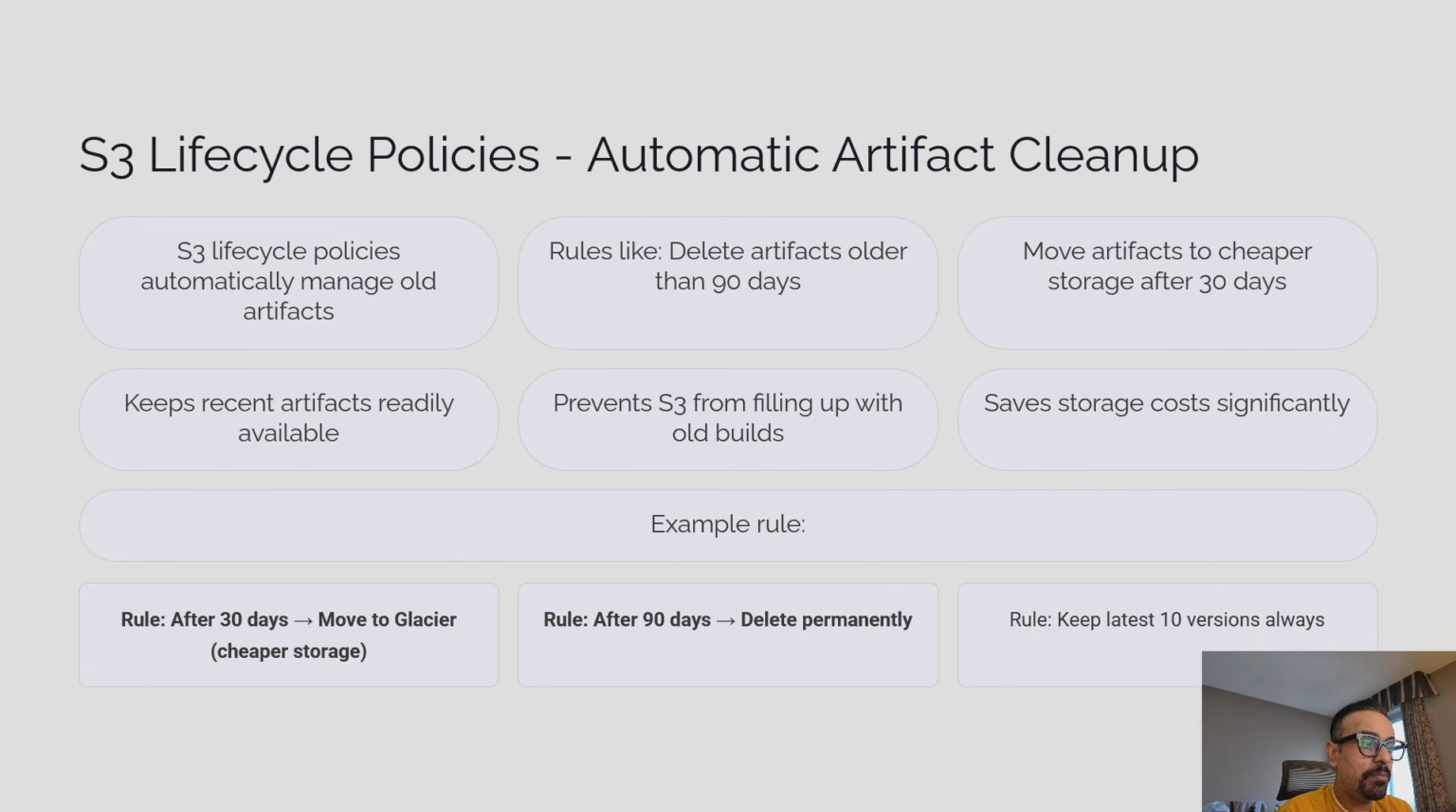And here is the common setup. Keep artifacts from the last 30 days in standard S3 for fast access, then move those artifacts between 30 to 90 days old to Glacier, which you probably won't need again, but keep them just in case of any emergency. Then delete the artifacts older than 90 days completely. If you haven't needed them in 3 months, you will never use them after 90 days. So you can even create rules like always keep the latest 10 versions no matter how old they are.